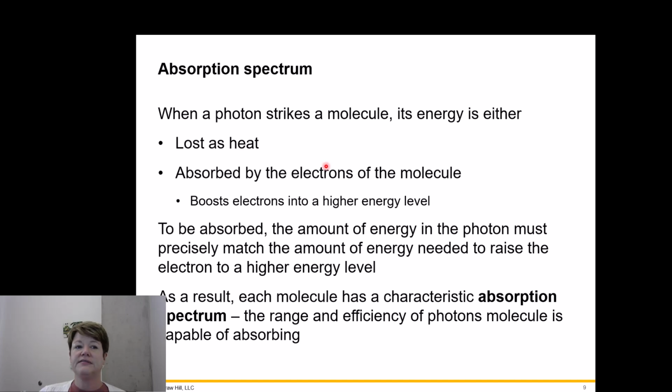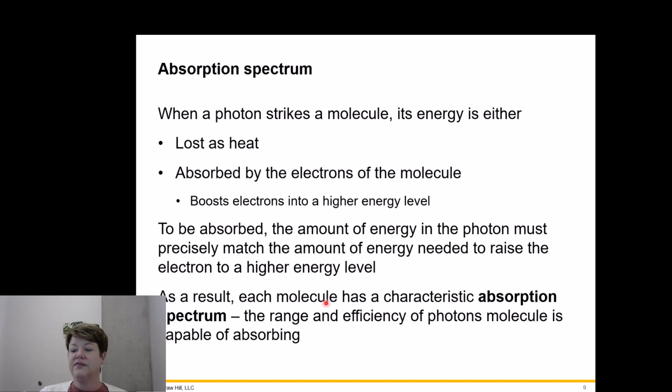And what's going to happen is the electrons are going to move from whatever energy level they're in up into a higher energy level in that atom. Because remember, the electrons are actually part of an atom. Now, to be absorbed, the amount of energy in the photon has to match the amount of energy needed to move that electron to a higher energy level, which is just a fancy way of saying that each molecule can only absorb a very particular wavelength of light. And we call that the absorption spectrum.